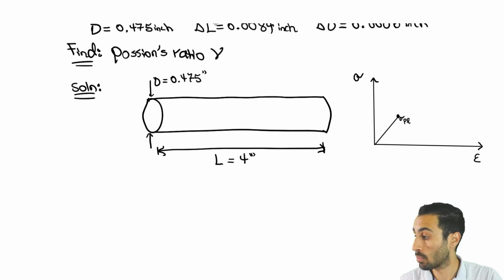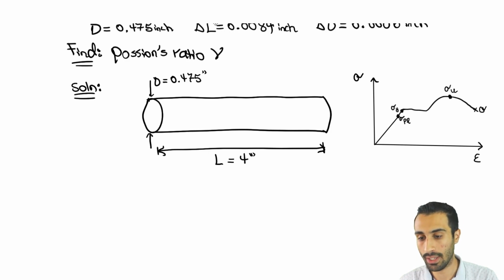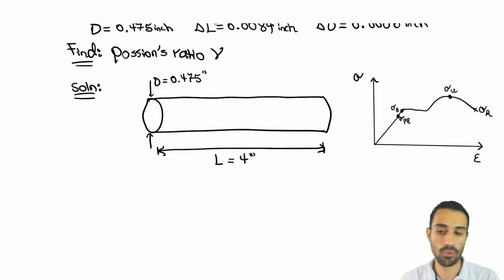Then after the proportional limit, we will hit the yield point, and let's call that sigma y. Then after that yield point, we stay flat, flat, flat. Then we hit the ultimate, so let's call this sigma ultimate. That's the ultimate stress. Then we rupture at the end. Let's call it sigma r for rupture or failure at the very end.